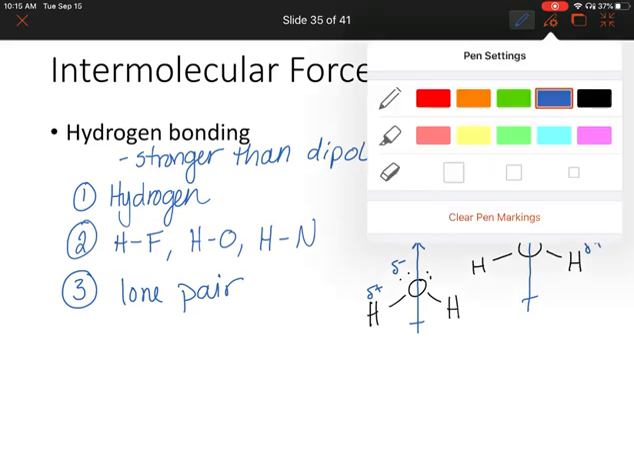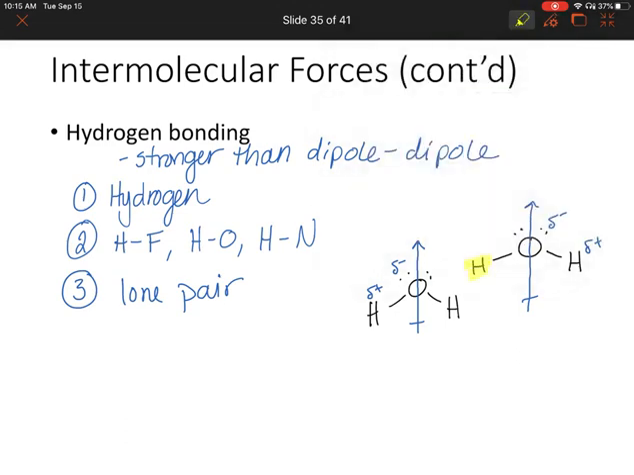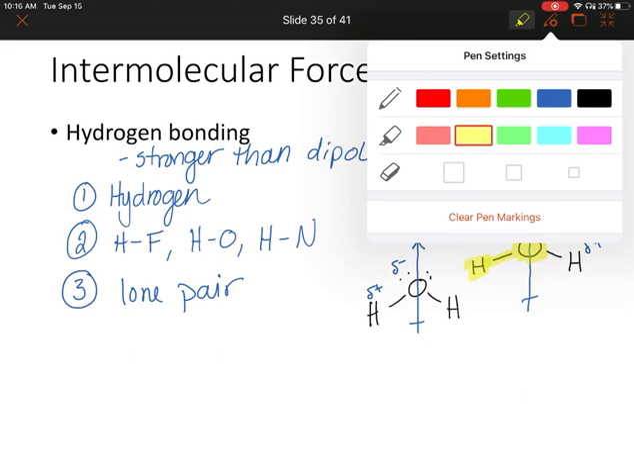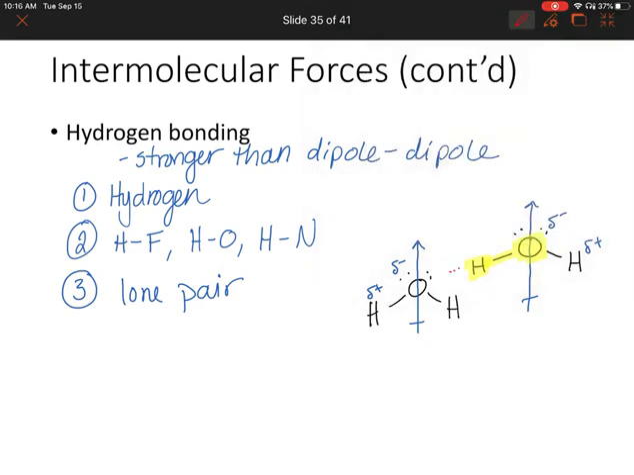Now, let's look at this hydrogen here that's in between the two water molecules. Or, well, it's attached to one, but it's near the other one. So that hydrogen is attached to a very electronegative atom, oxygen, but it's also near a lone pair on the oxygen of another water molecule. And that is going to create our hydrogen bond.